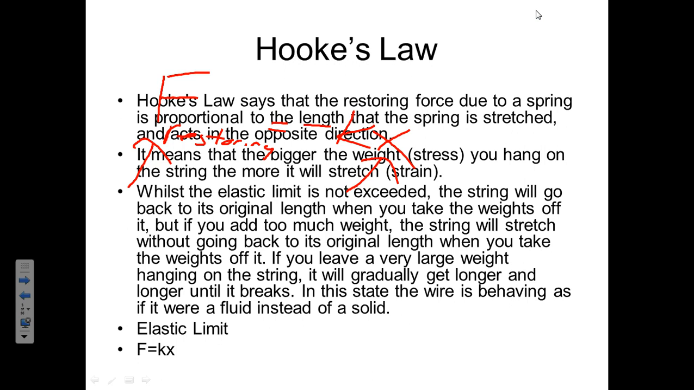And don't let that negative sign confuse you. The negative just means that the restoring force is in the opposite direction of what? Help me out. The displacement. So if you pull the spring down, the restoring force is up. That's all the negative means. That's Hooke's Law.